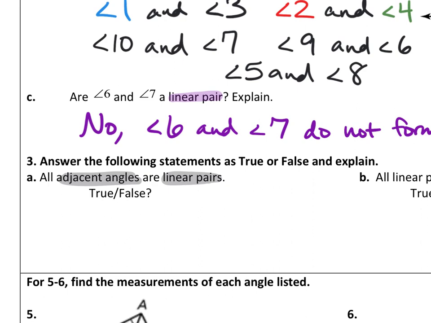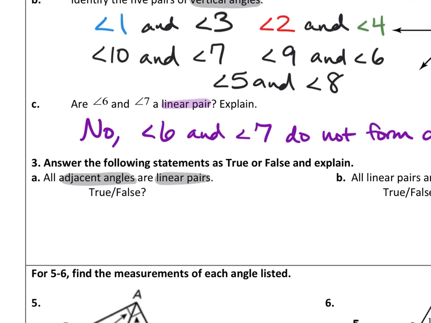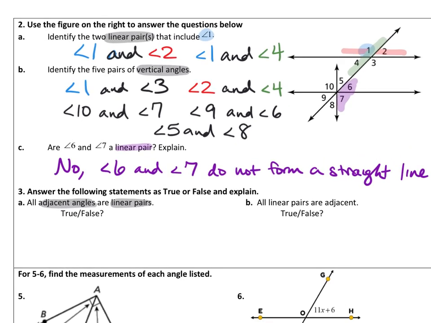Okay, based on the picture that we just had in the other problem, especially looking at number 6 and 7, are 6 and 7 adjacent? Are they glued together? But did they make a linear pair? No, so this is false. Not every single one of the adjacent angles we have are going to create linear pairs. And the reason is we're just going to say see angle 6 and angle 7 above. Okay, because angle 6 and 7 are adjacent, but they did not make a straight line. So not all of them create linear pairs.